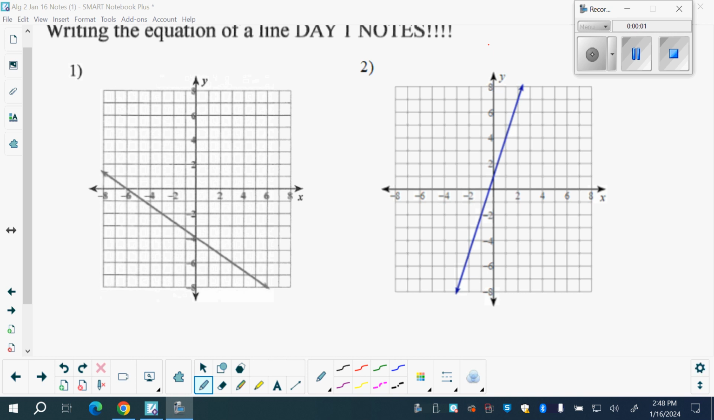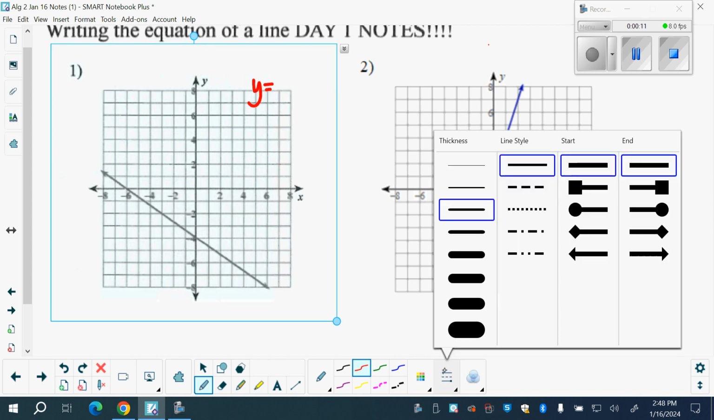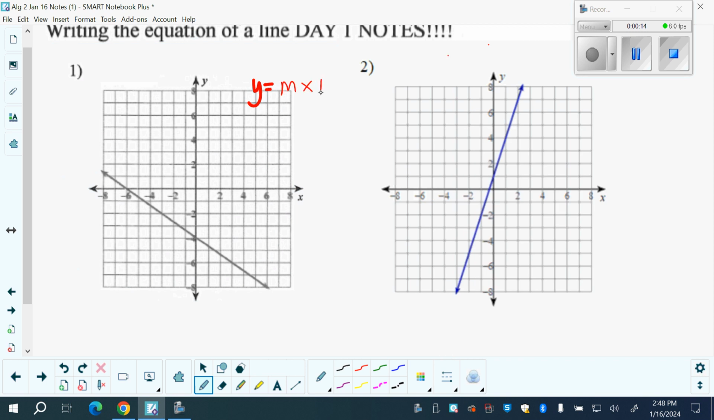So what is the y-intercept? Yes. Y equals mx plus b, where m is the slope, and you said the y-intercept is -4. Where do we put that? And so where is that in the equation? It's the b, that's right. So -4 here. And then we need to find the slope.